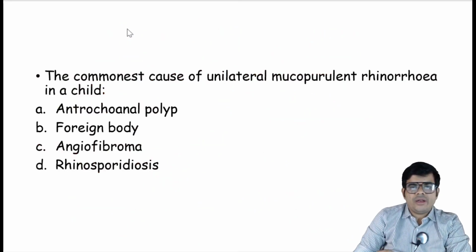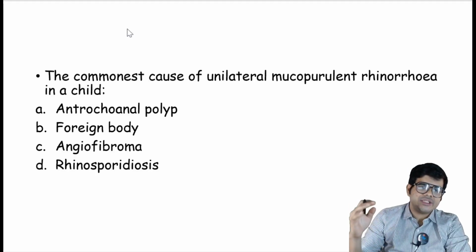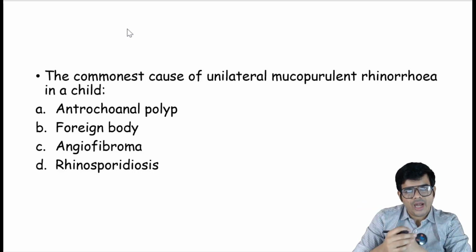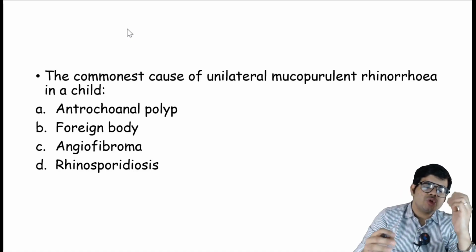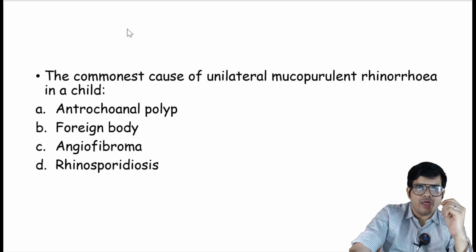Now, when a child is presenting with unilateral mucopurulent rhinorrhea, what is the condition that you have to suspect? Is it antrochoanal polyp? I told you antrochoanal polyp can be unilateral, right? But no, that is not the condition that you have to suspect. The first diagnosis that has to come to your mind is foreign body of the nose.